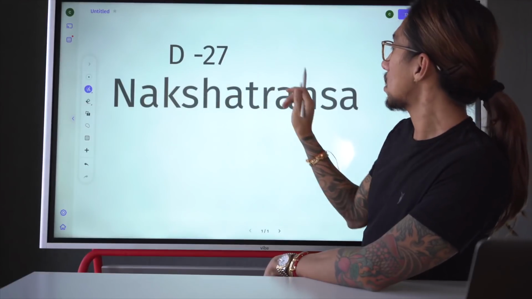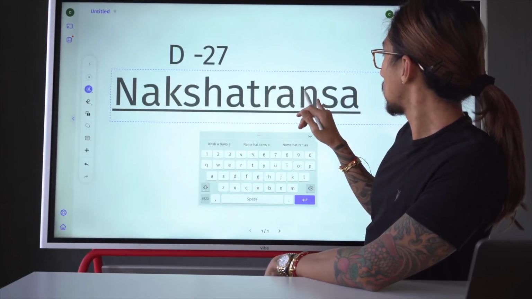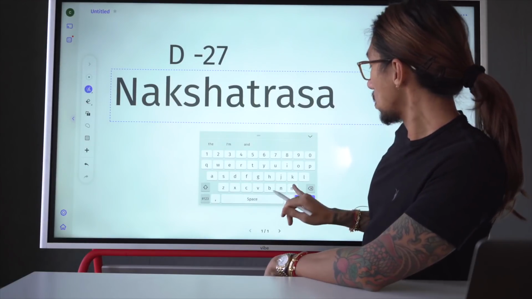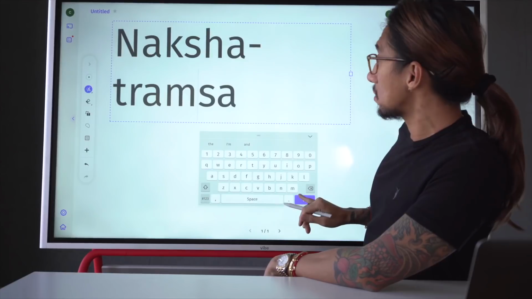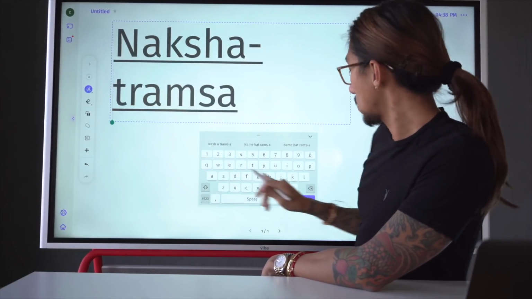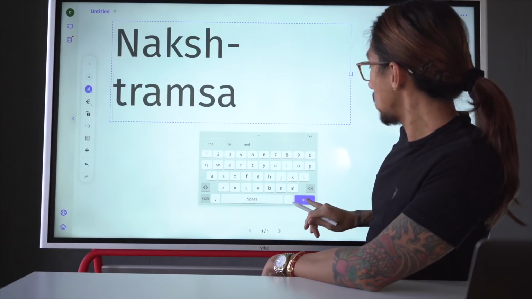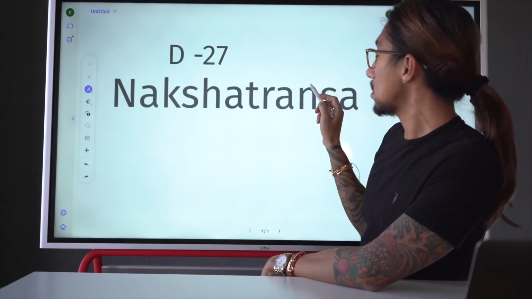That's Nakshatramsa. It always does that. I don't know. I put it here, I go there. Okay. So this is M.